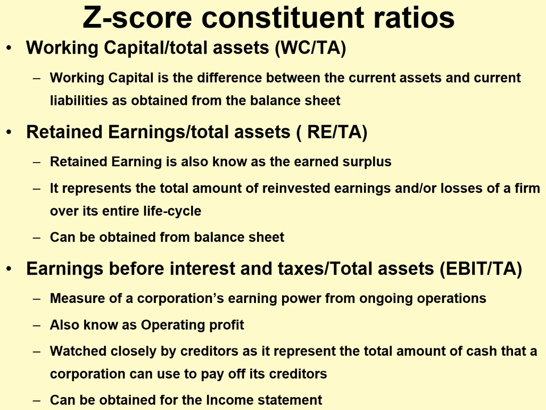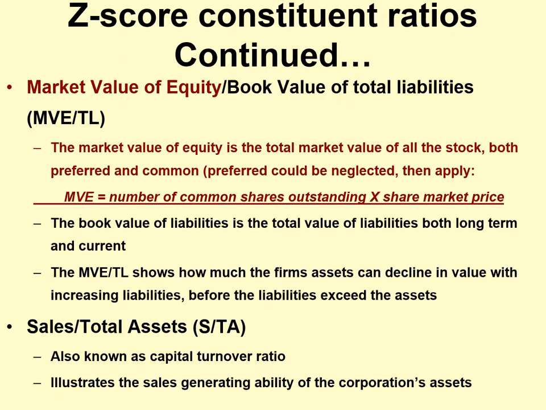The second one is retained earnings divided by total assets. And the third one is going to be EBIT, or earnings before interest and taxes, divided by total assets too. And then the fourth one is going to be market value of equity divided by book value of total liabilities. And the last section is going to be sales divided by total assets. Every one of these five is going to be referred to as T, from T1 to T5.